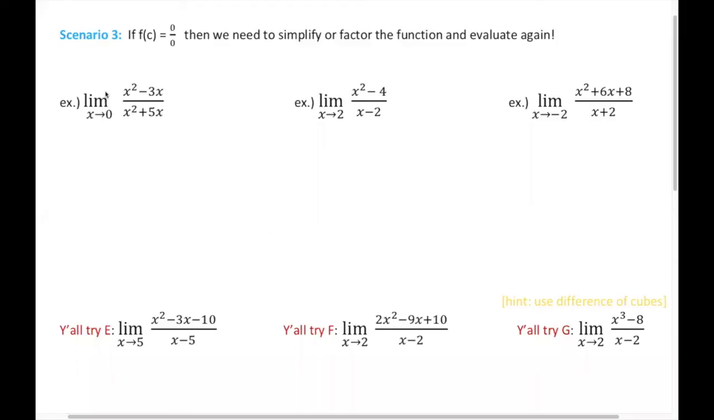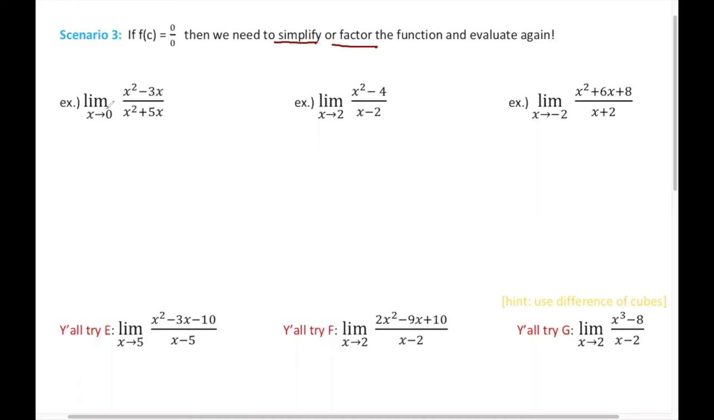Well, you've made it. It's time for scenario 3. Scenario 3 says if f of c, plugging in the limit value, results in 0 divided by 0, then we need to simplify or factor the function and then evaluate it all over again. All right? Well, let's see what it entails by simplifying or factoring. We'll look at 3 examples together and see how this works. But first, we'll do our traditional approach.